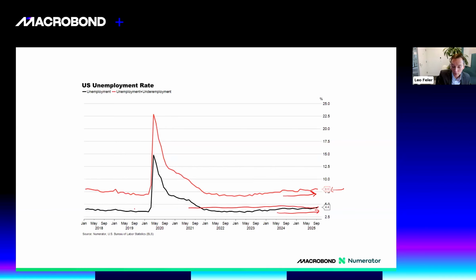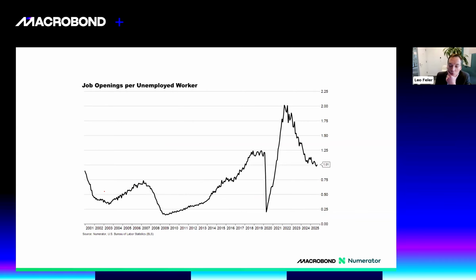Historically, 4.4 isn't that high. It's not that different than we were in 2018. And same as this 8.0 underemployment number, historically not that different than where we were in 2018. So the labor market is okay. It's just been moving in the wrong direction. When we look at job openings per worker, we are at one job opening for every one unemployed worker, right? The heat that generated so much inflation in 2022 is basically gone in the labor market, right? One job opening for every one unemployed worker, again, historically not that bad.